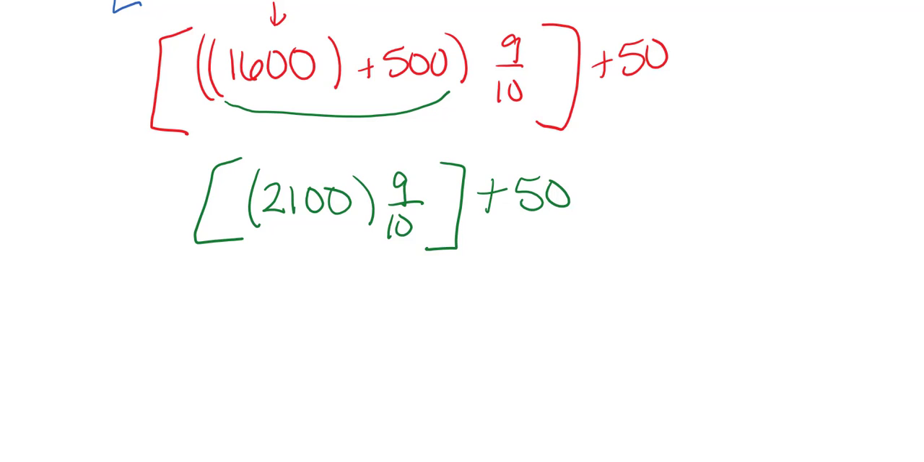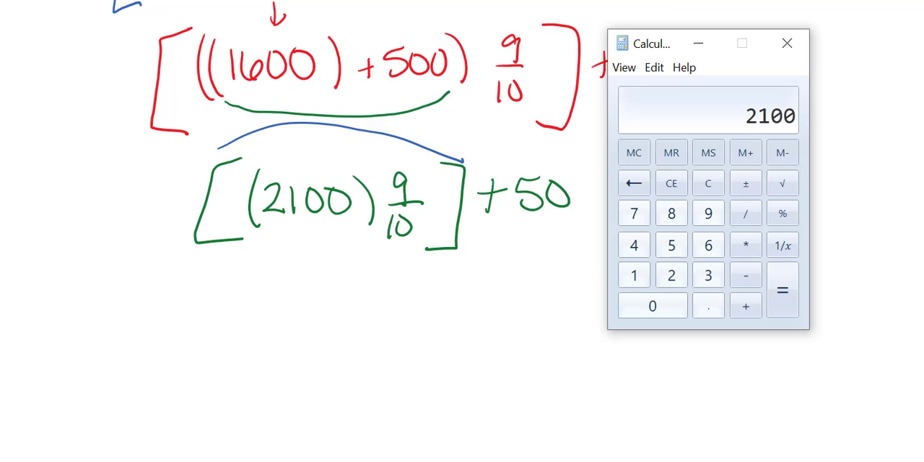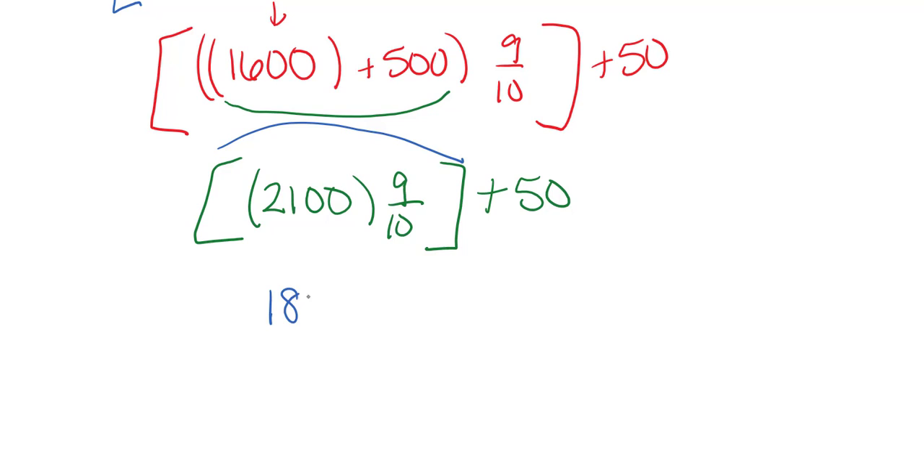We still have one more parentheses here, which would be this larger one, because we have 2,100 times 9 over 10. Well, let's go ahead and get our calculators out. So we can go 2,100 times 9 divided by 10, and we get 1,890. So now we've dealt with that parenthesis step. Now we have 1,890 and then plus 50.